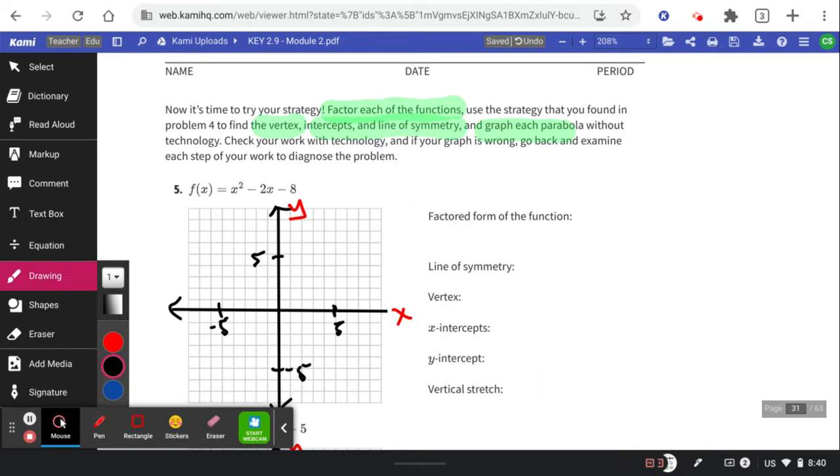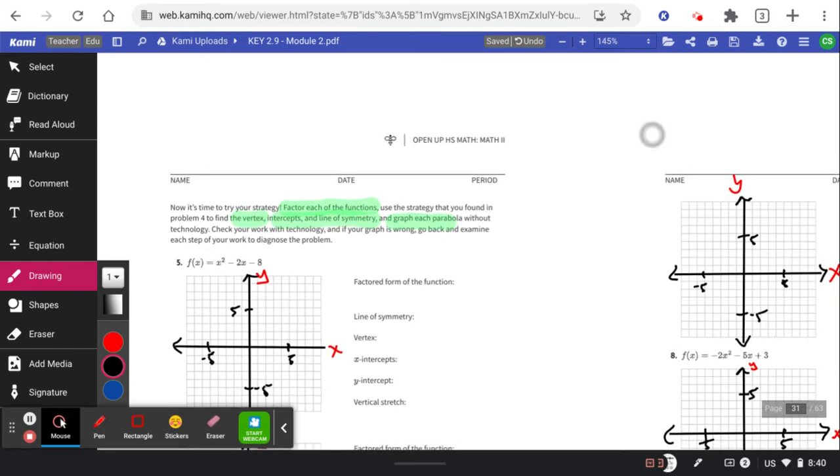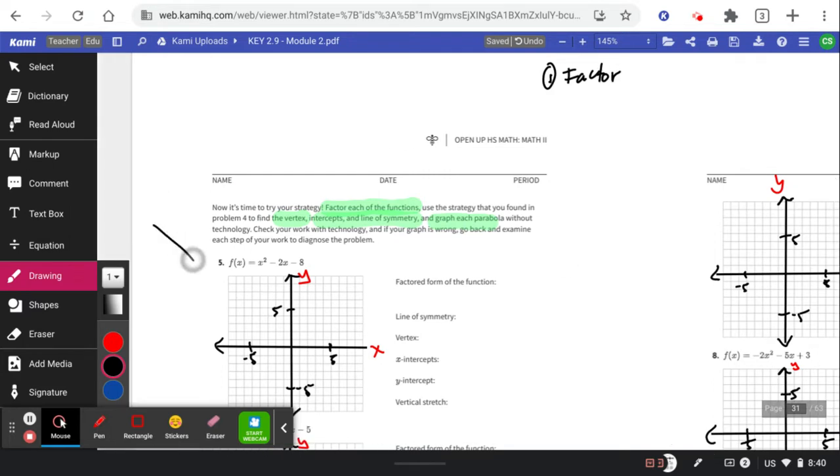So step 1 for all of these, I'm going to put some steps up here in case you need them, is to factor each one first. So starting with number 5, I'm going to do the work over here. We're factoring this trinomial. What times what equals -8 and subtracts to give me -2? You got it. 4 times 2.